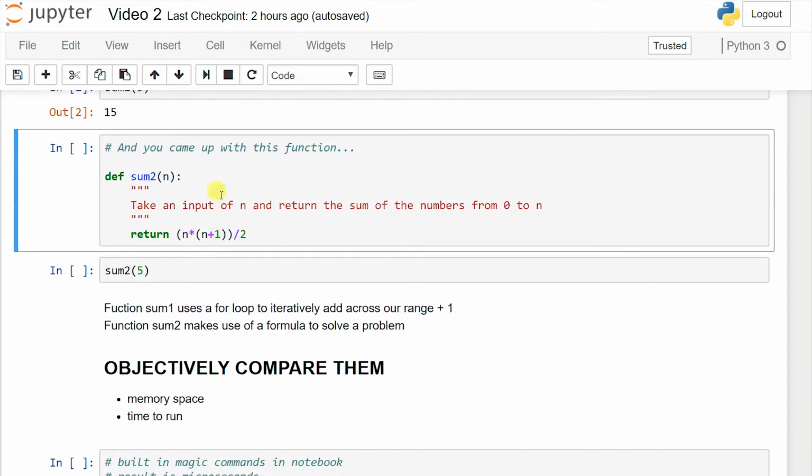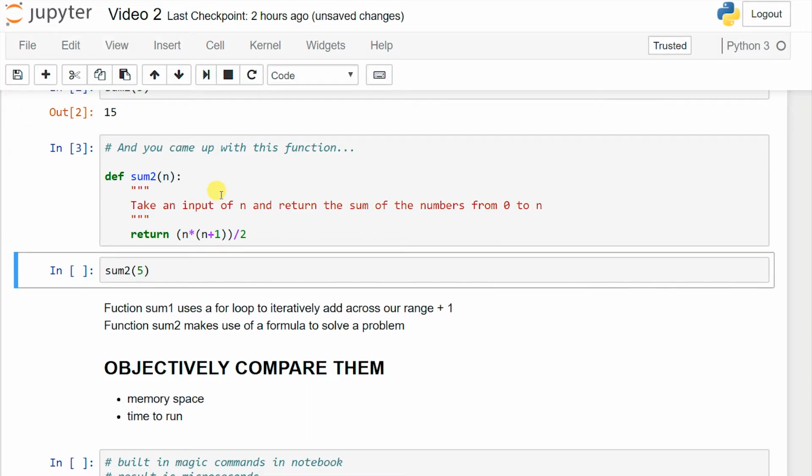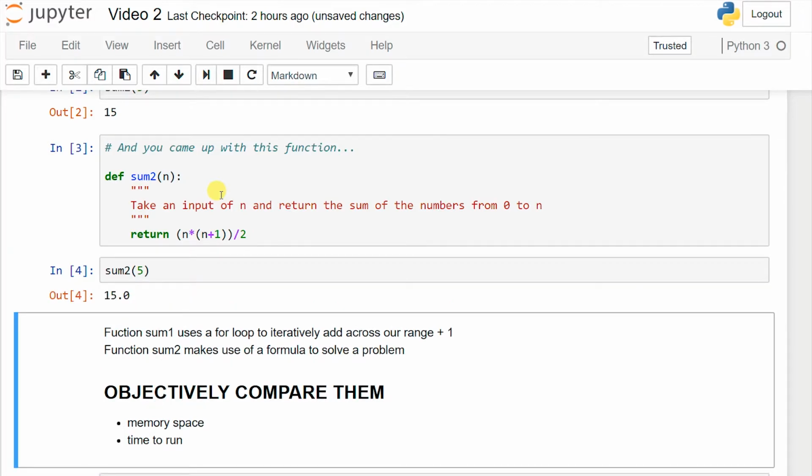We're going to go down here now, and let's assume that you gave me this function. You called it sum2, also taking only one argument, n. Instead of doing a for loop, you're just returning n times (n plus 1) divided by 2. Let's see what we get. I'm going to press Shift+Enter through that as well, with the same argument of 5, and we also get 15.